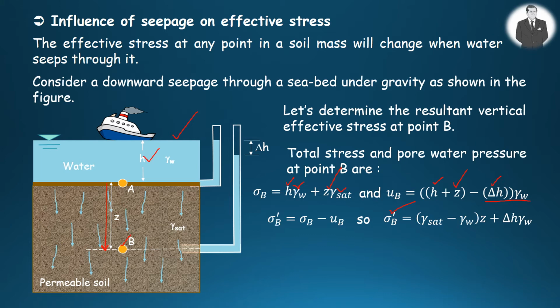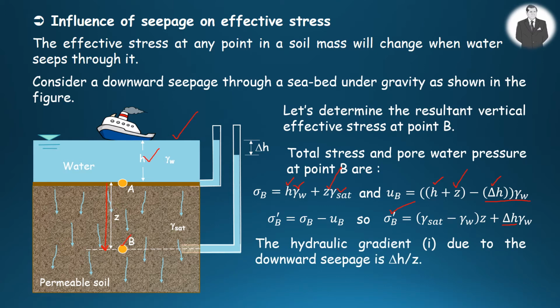In this equation, we can also include i, which is the hydraulic gradient, instead of delta H, since the hydraulic gradient is equal to delta H over Z. In that case, the effective stress at point B will be in the form given here.